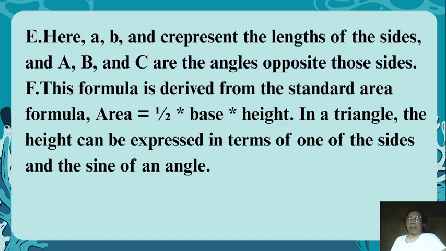Here, small letters a, b, and c represent the lengths of the sides, and the capital letters A, B, and C are the angles opposite those sides. This formula is derived from the standard area formula: area is equal to 1/2 times the base times the height.